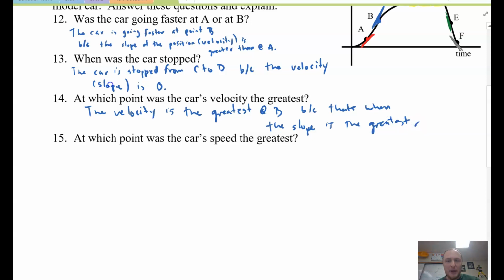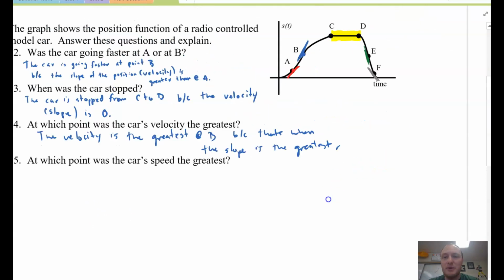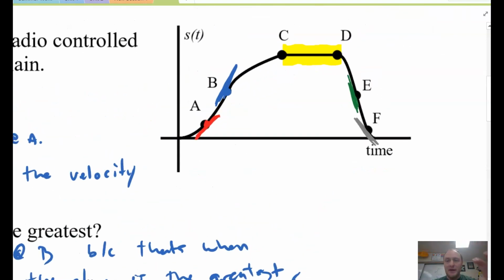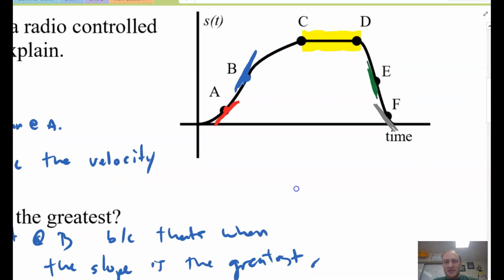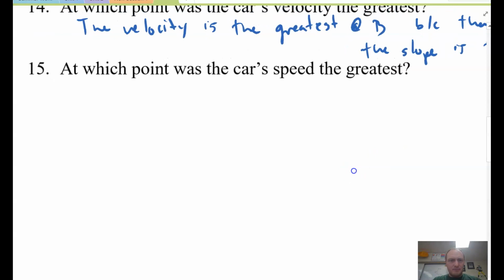15, they're asking about speed. Remember, speed is the absolute value of velocity. So it doesn't matter, positive, negative, doesn't matter. Now we can compare E and B. And if you look at E and B, I think you would agree that E is a steeper slope. So we can say that.